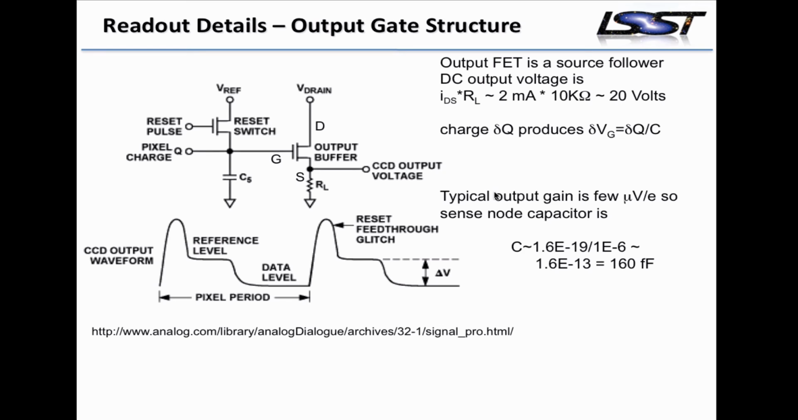So the typical sensitivity at this point is a few microvolts per electron. And so it's easy enough to calculate what the capacitance of that sense node capacitor is, and it's small. It's about 160 femtofarads, approximately, sort of order of magnitude. So you should think of this as being a little tiny capacitor. I dump the charge on it, and I'm ready to go.